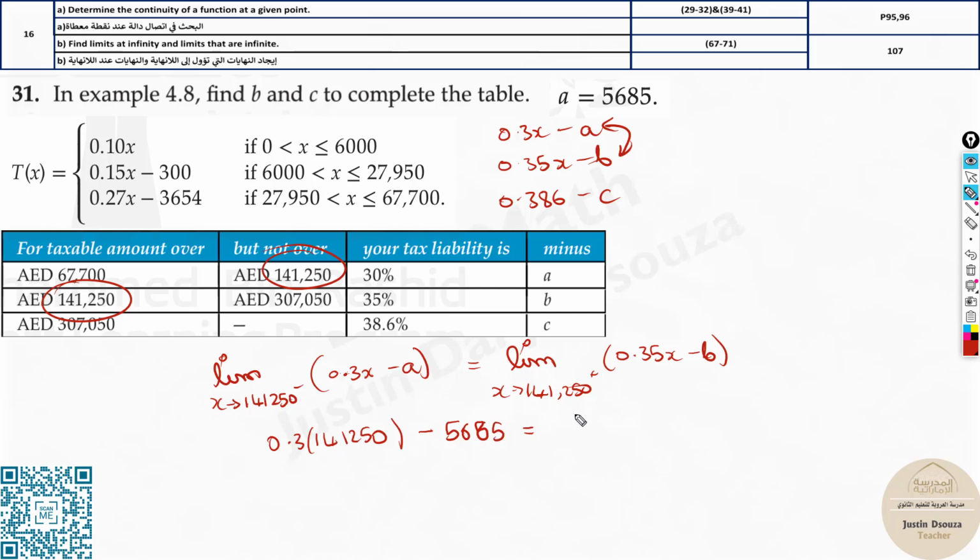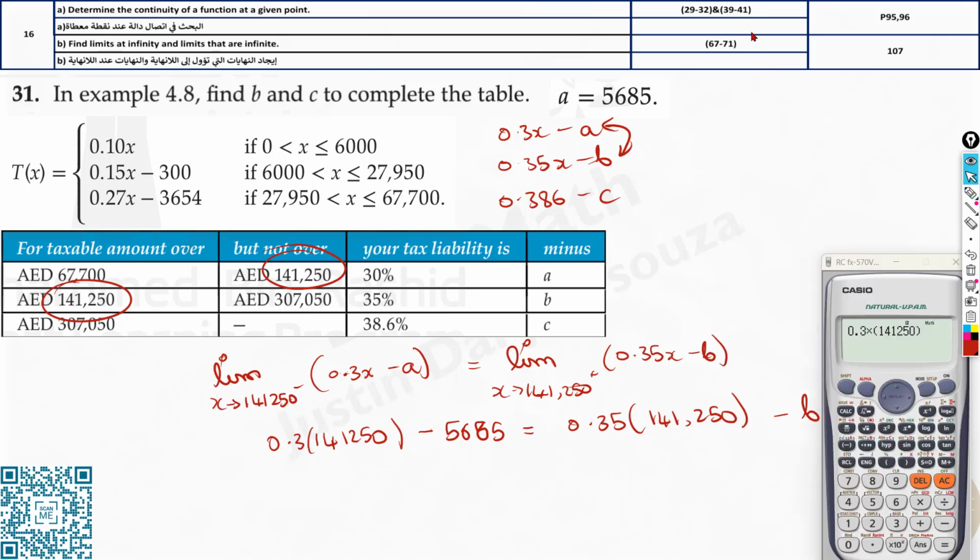And the right side here, the similar thing, it will be 0.35 multiplied with 141,250 minus b. See, this is the only constant. Now you can type this all entirely in the calculator and solve. Since the numbers are not whole numbers, we will use a calculator to solve here.